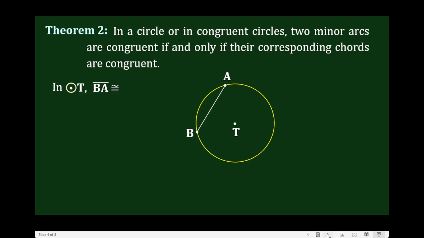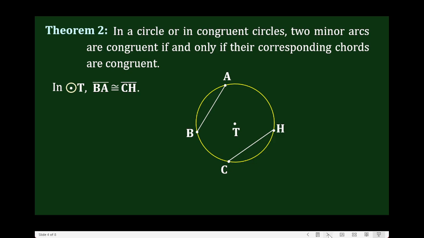Now, suppose this segment is congruent to another chord whose name is segment CH, whose endpoints are also points on the circle. These are point C and point H. So connecting those points by a segment, we have a chord whose name is segment CH. So we assume that these two chords are congruent. So segment BA is congruent to segment CH.